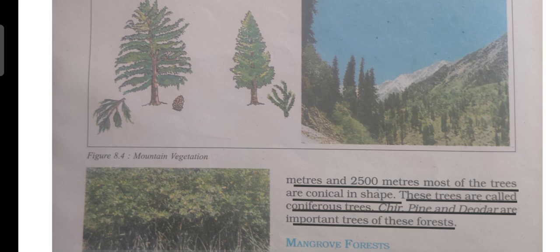Then as the height of any place increases, the temperature falls. We have already studied about this, that if a place is situated at a height, then the temperature of that place is low. It is very cold in that place. So at a height between 1500 meters to 2500 meters, most of the trees that are found in mountains will be conical in shape or they will be cone-like. And these type of trees are known as coniferous trees. So cone-like trees are known as coniferous trees.